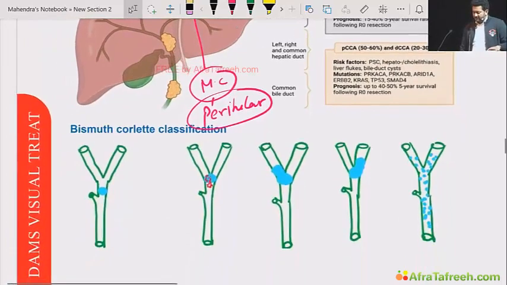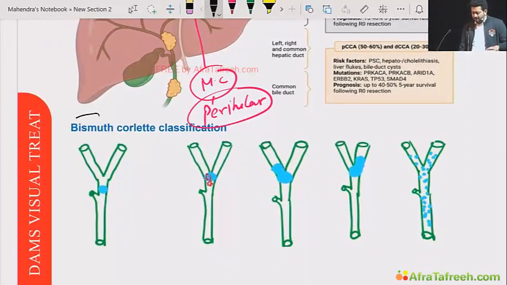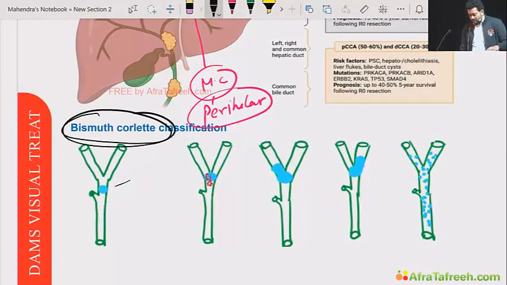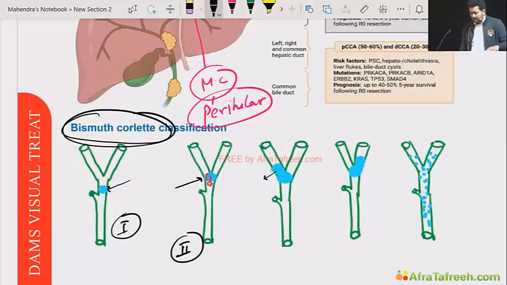There is a classification for this which is important, the Bismuth-Corlett classification. When the cholangiocarcinoma involves only the common hepatic duct, it is Bismuth-Corlett 1. If it goes into the hilum, it is 2. If it is going into the right hepatic duct up to the secondary biliary radical, it is 3A. Left hepatic duct, 3B. And if it is going into bilateral secondary biliary radicals, type 4.